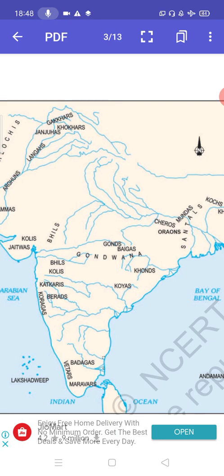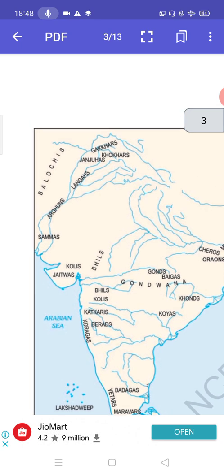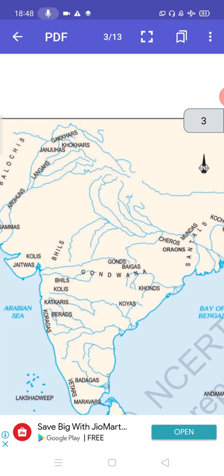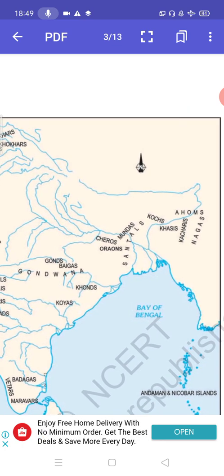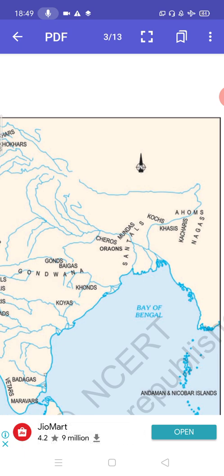Right? Bheels, Baluchis, Gokhars, Gonds, Gondwana, Santhals, Ahoms. These places you are going to mark on the map of India and paste it where you are going to do the question answers of this chapter.